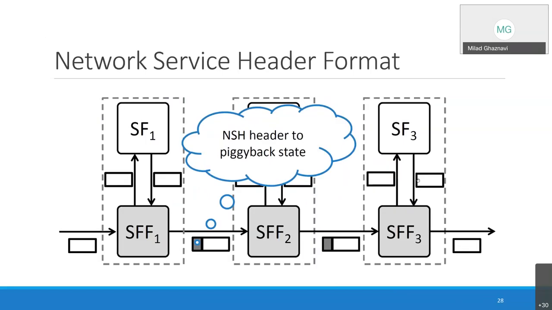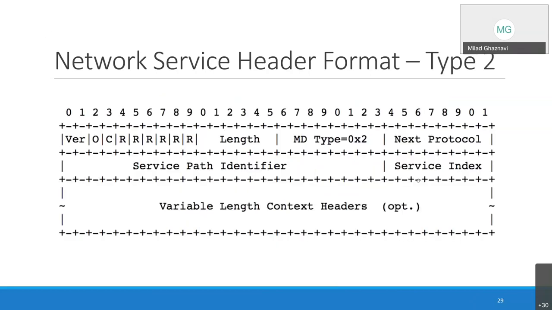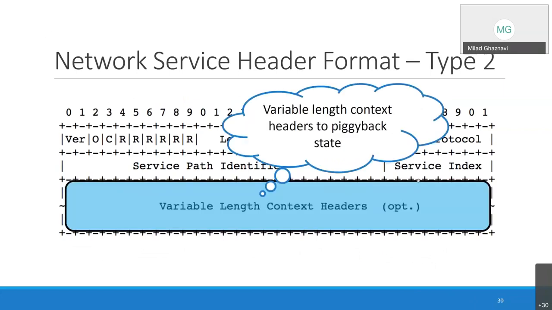We are also working on using the NSH header to piggyback state. Here we see the NSH header. There are lots of fields, but the only thing I want to focus on is the variable length context header, which allows us to carry metadata inside the service function chain. And we can use that to piggyback the state.